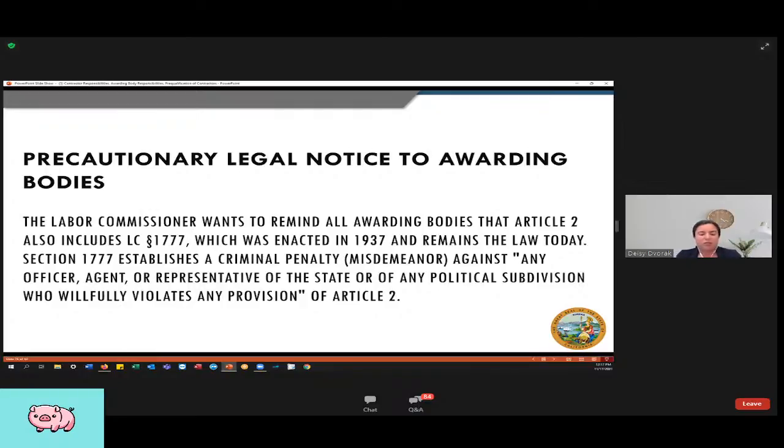And this is my last slide, just to remind you that Labor Code 1777 establishes a criminal penalty for violations of any provision of Article 2 of the Labor Code.